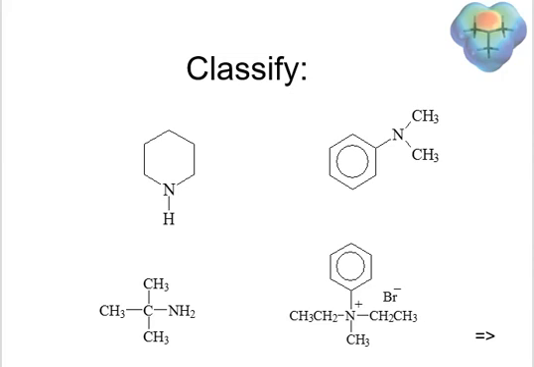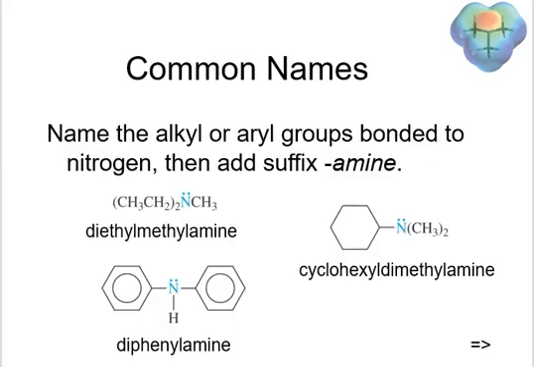So now these are the examples of primary, secondary and tertiary. So you can figure out which one is primary, which one is secondary, which one is tertiary and quaternary. So these are some of the examples of the amines, common names. So diethyl methylamine, the first one, and the second one is diphenylamine, which is an aromatic secondary amine.